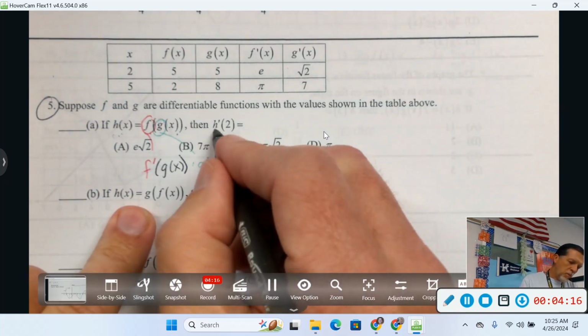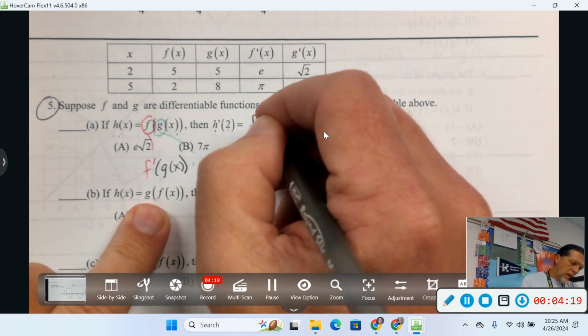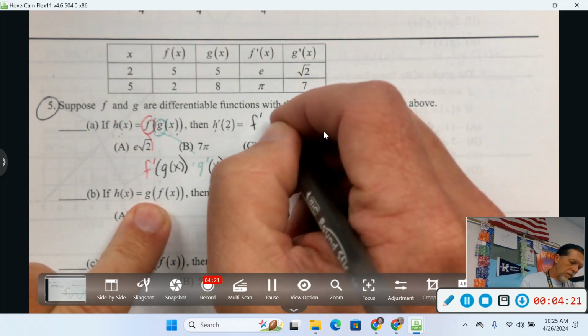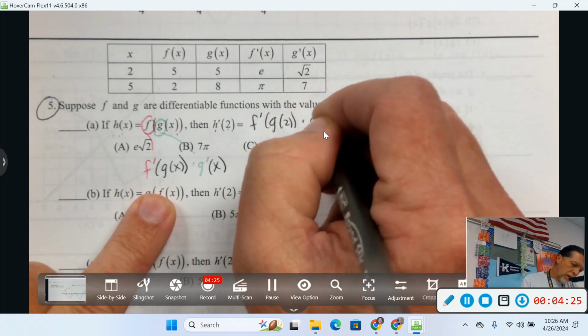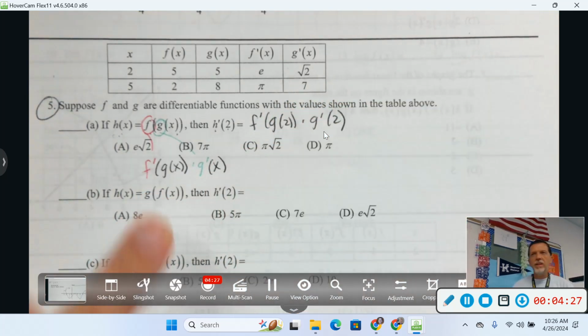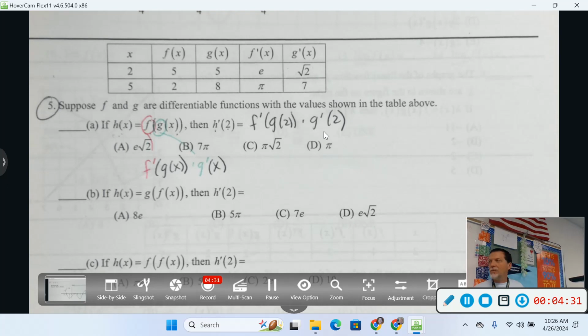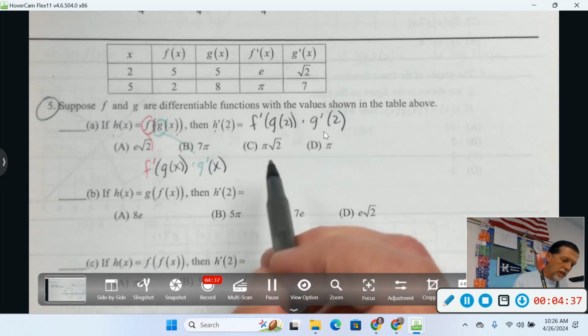So h prime at 2 means f prime of g of 2 times g prime of 2. Again, these composite ones are tricky. I've got to write them out. I can't do all those steps in my head. Maybe I could do it, but that's just too much to keep up with.